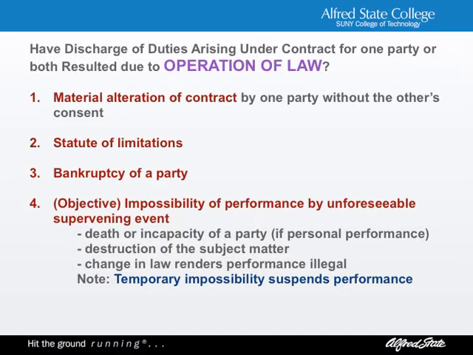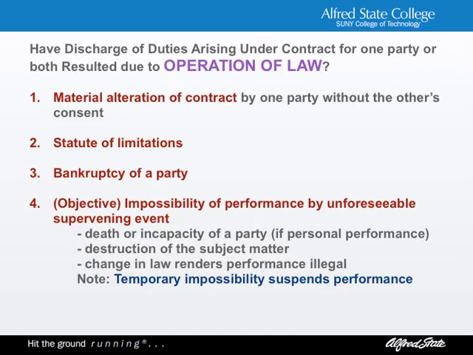Bankruptcy of a party. If either party becomes bankrupt, the bankruptcy court can set aside a contract and basically say the parties are no longer obligated to perform it. And then we come down with some other doctrines, 3 other doctrines. One of them is impossibility of performance by an unforeseeable supervening event.